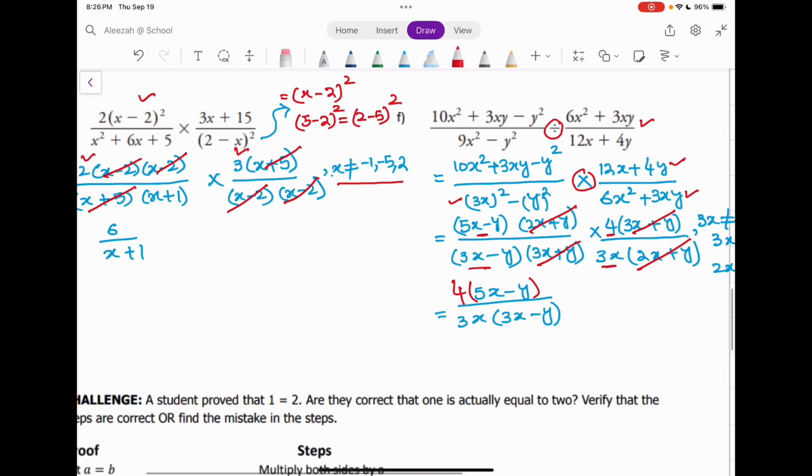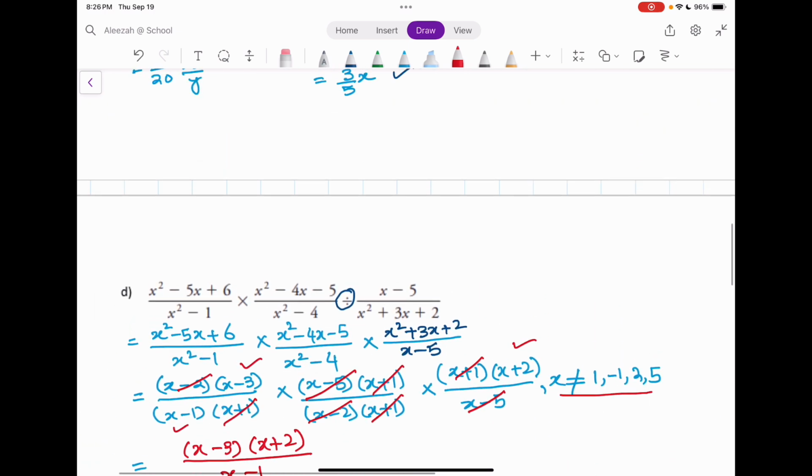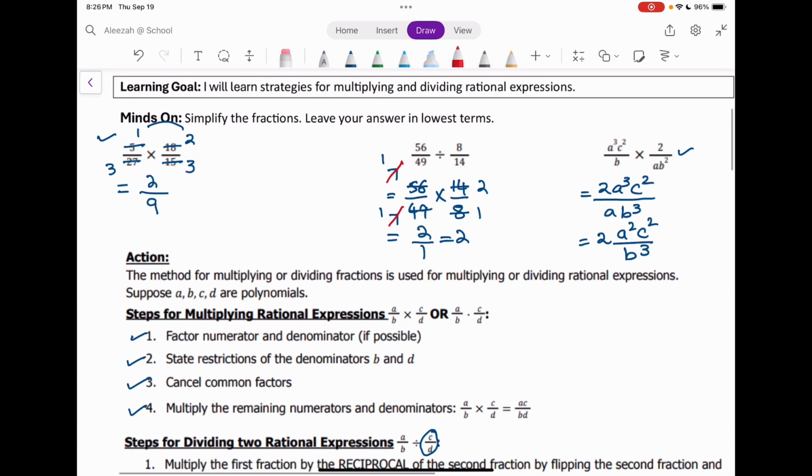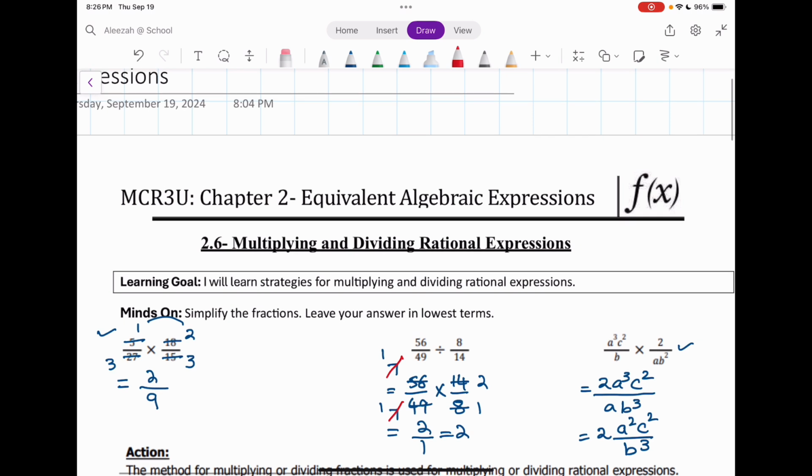And that is just some of the examples of how we solve, simplify or multiply and divide rational expressions.